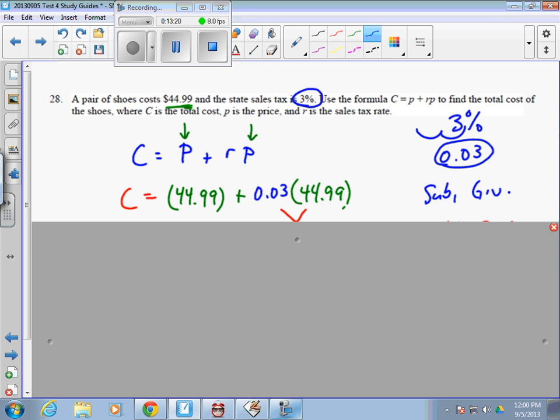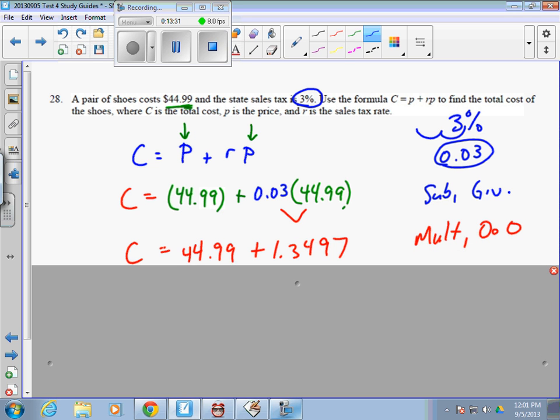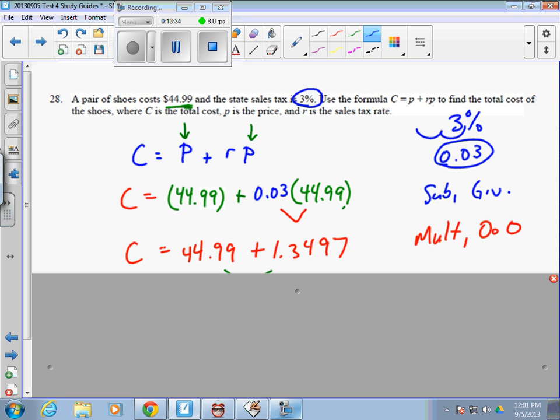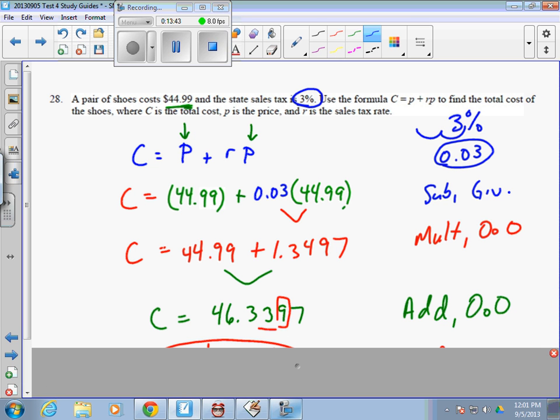After that, you just plug in, substituting in given values. In place of P, $44.99 two times, and in place of R, 0.03. C is the unknown, so we'll put in the variable C. Then just multiply 0.03 by 44.99. You get 1.3497. That's just multiplying in order of operations. And then the last step, you add that to 44.99, and you get 46.3397. That's just adding, order of operations.